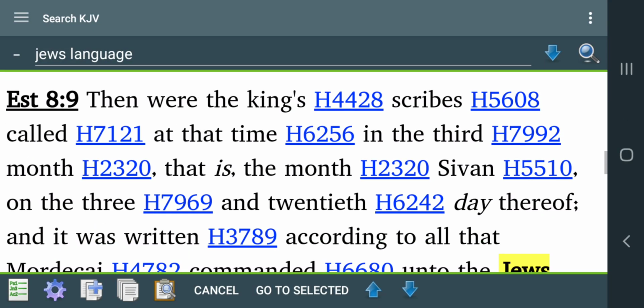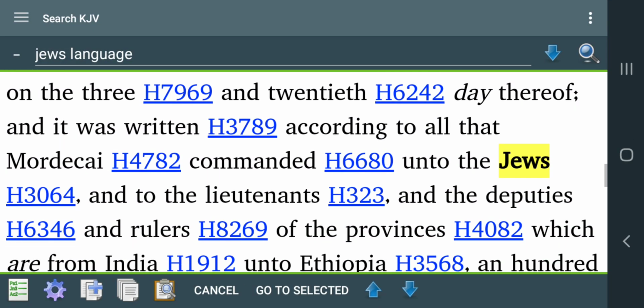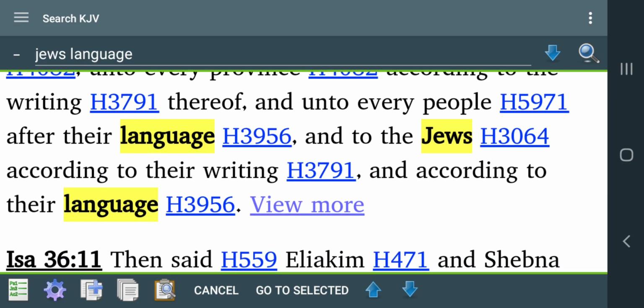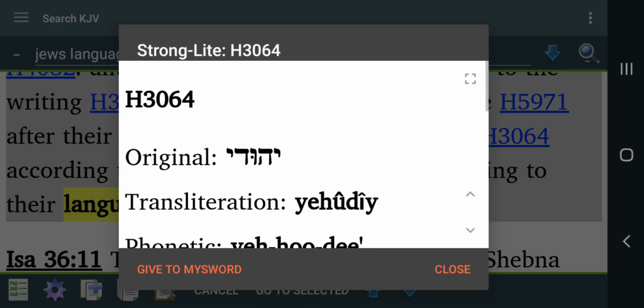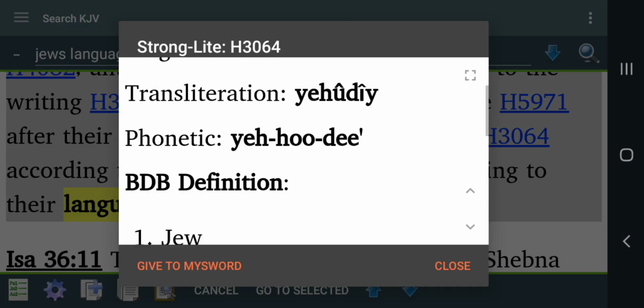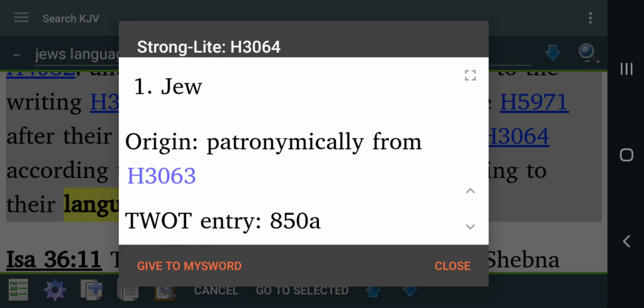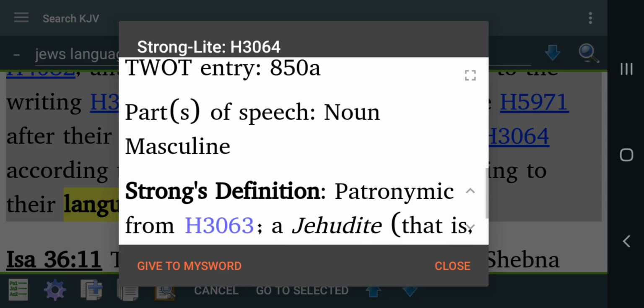So they spoke various languages, and right here it says commanded to the Yehudim, and in this verse, to every people in their language, to the Yehudi. You see it says Jews there. That's the Yehudi. Some say Yahudi, and once again they don't know Hebrew. They say Yahudi and Yahuda, but that's not truly Hebrew. We're going to get to the roots right there.